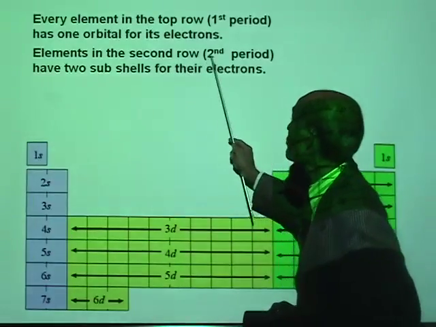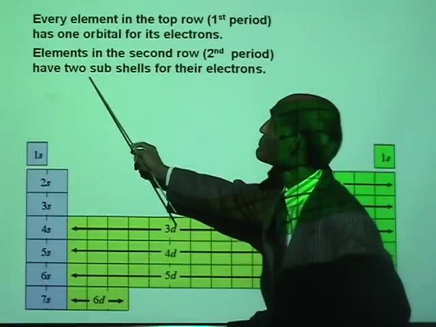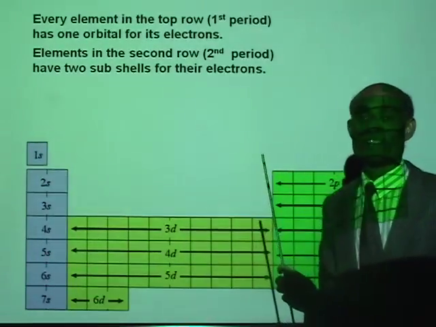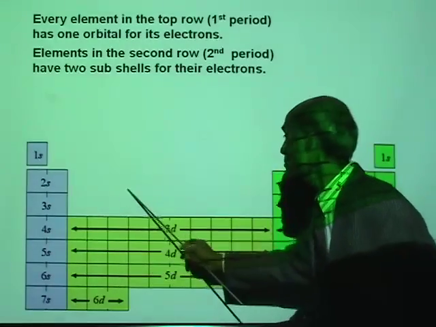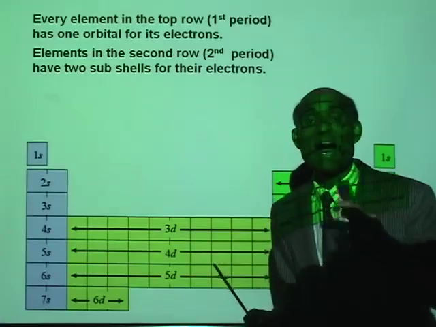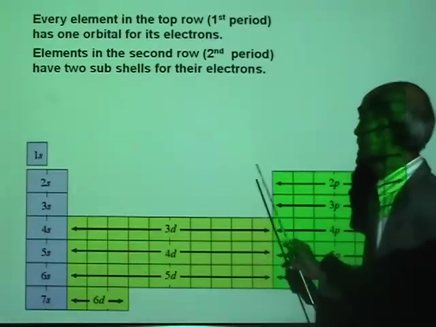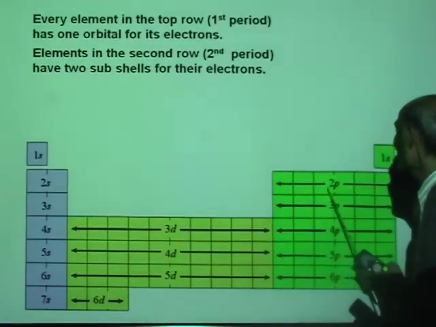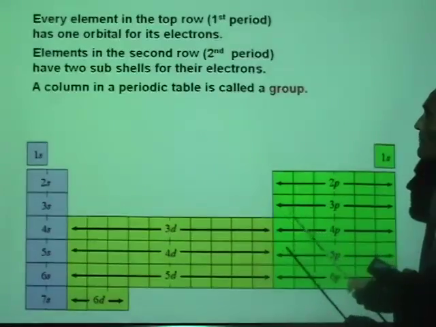Elements in the second row, the second period, have two subshells. That means all the elements here will have the S shell and the P shell. And those shells get gradually filled in.